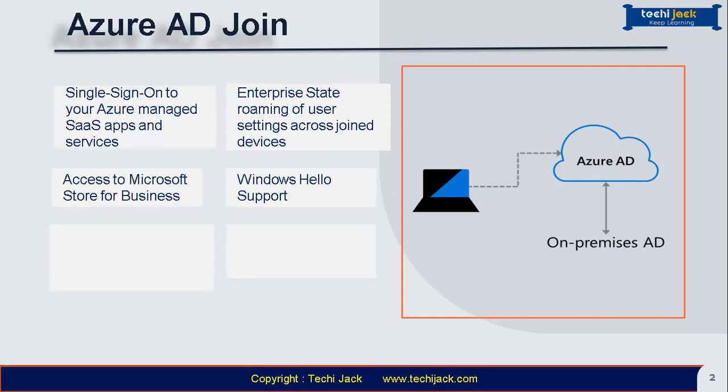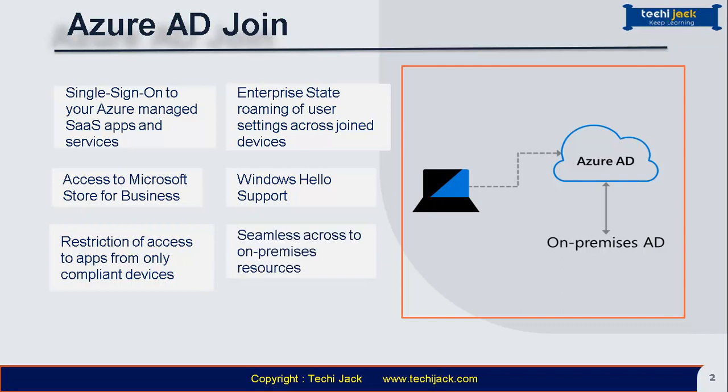And the fifth one is restriction of access. Restriction of access to apps from only devices that meet the compliance policy. You can restrict the apps. If a device is not compliant, you can restrict all those apps and the user will not be able to sign in with their credentials even. And the sixth one is seamless access to on-premises resources when the device has line of sight to the on-premises domain controller.